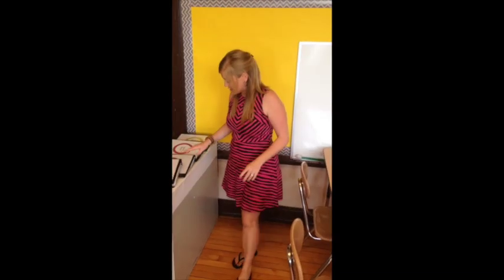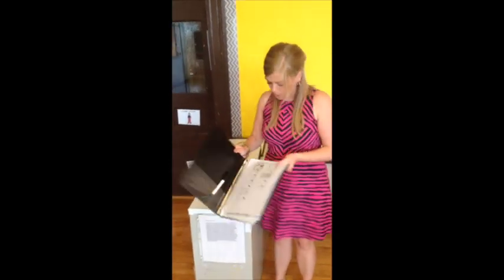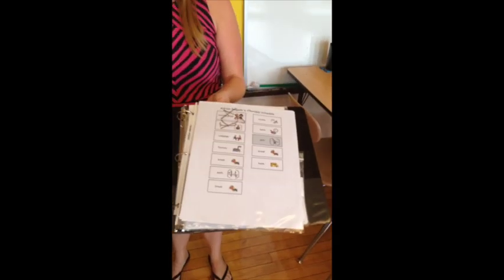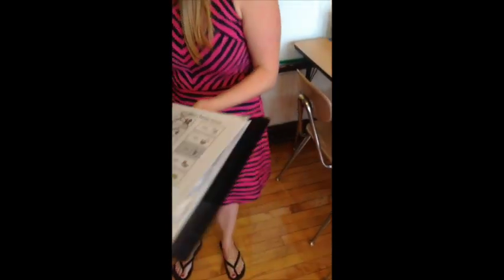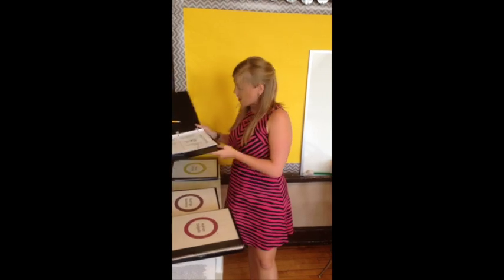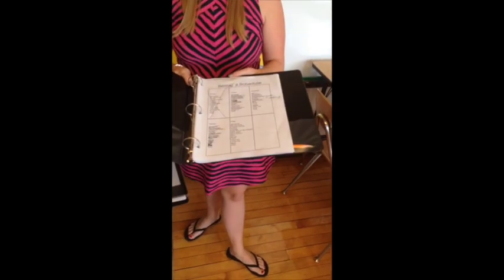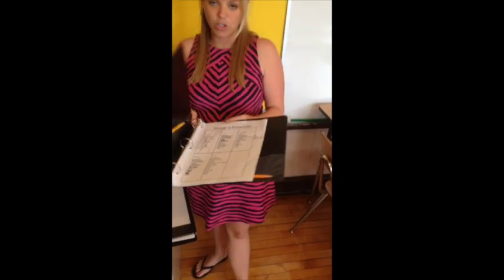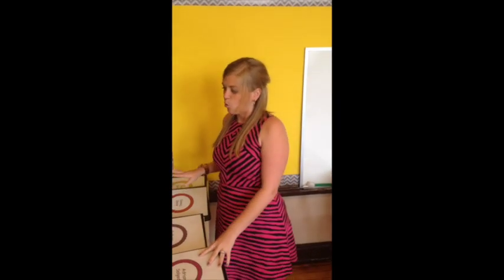The next big part is the kids' schedules. My kids who need visual schedules have these ones in here in their binders. Some of my higher kids have it written out, so they know what's expected of them. They know exactly where they're going, what they're doing. They can see when gym is, when reading is.